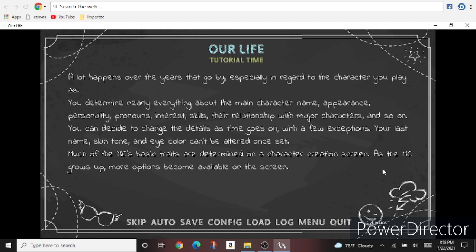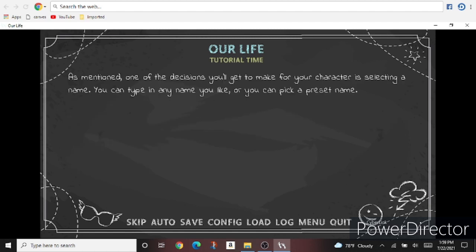Much of the MC's basic traits are determined on a character creation screen. As the MC grows up, more options will become available on the screen. I'll give you all 3 guesses to what I'll name my MC. If yes, actually, you are correct.